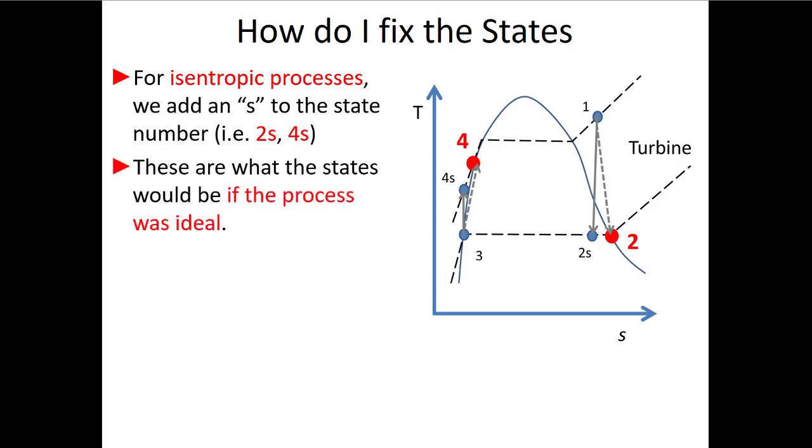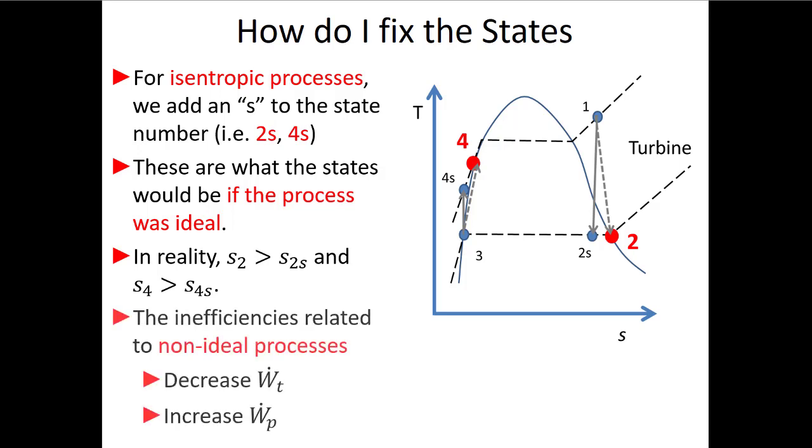This is, like we said, sort of where the outlet state would be if the process was isentropic, which means ideal under the set of assumptions we've been talking about. But in reality, we also know that state 2 is to the right of state 2s, and state 4 is to the right of state 4s. But how do I find state 2 and state 4?